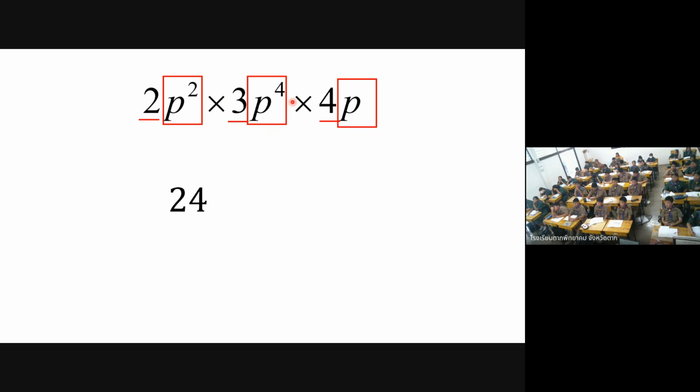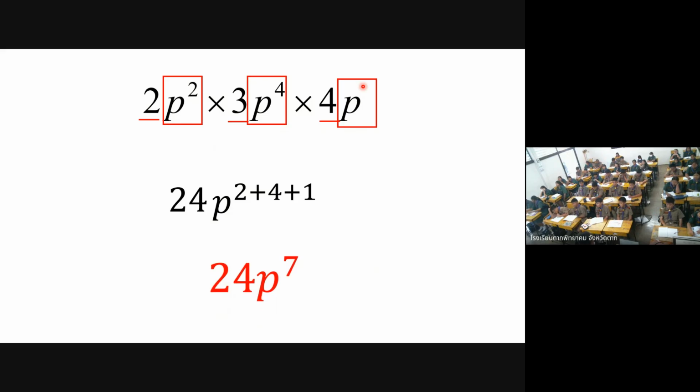That's 24. Now, what is p to the power of 2 times p to the power of 4 times p? That is p to the power of, again, same base, right? P, and p. You're just going to copy the given base p. And again, since they have the same base, you're just going to add the exponent. 2 plus 4 plus 1. Again, if this is p, that's power 1. What's the answer? 24p to the power of 7. And that would be your answer. Easy.